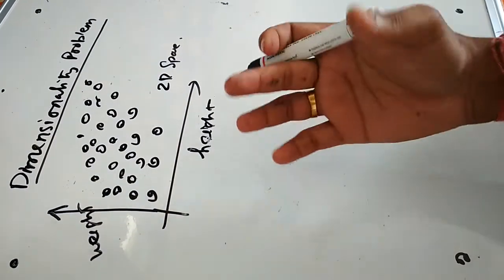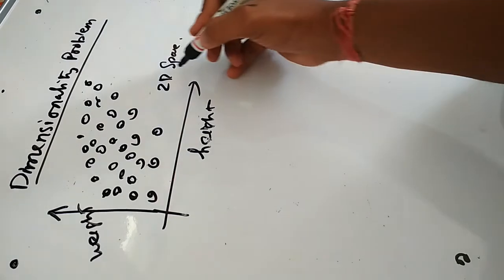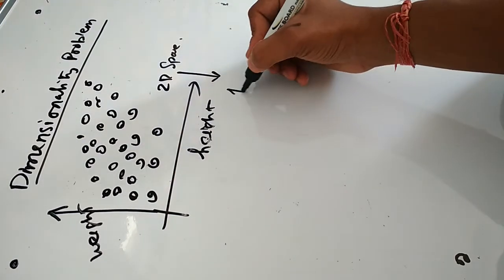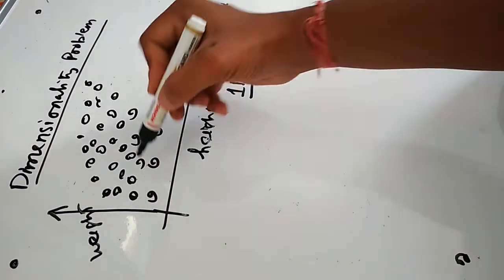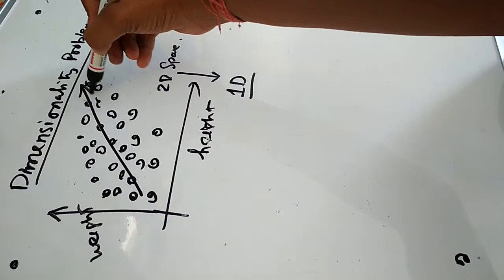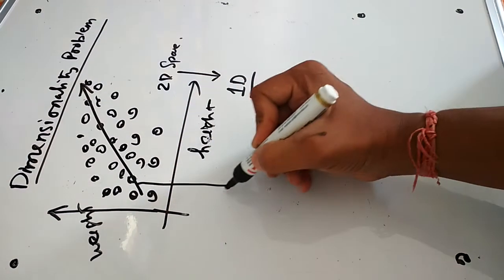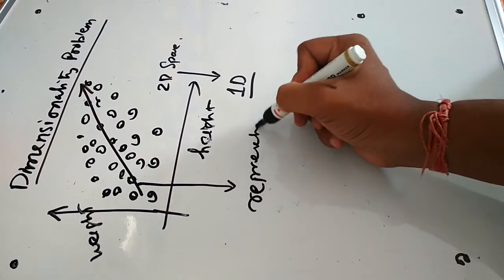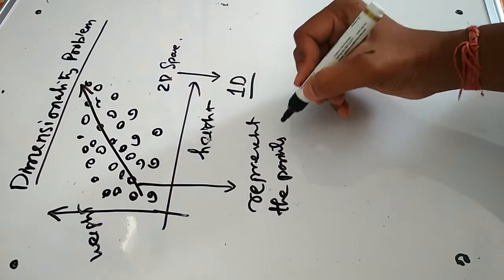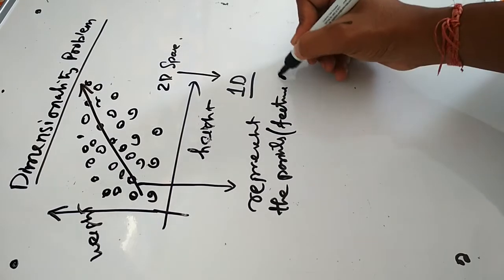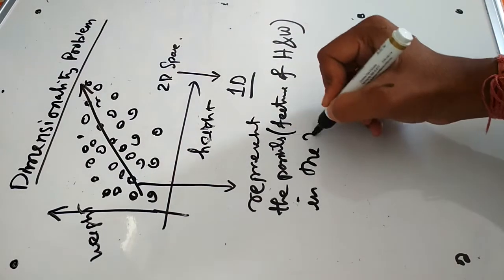So for that what to do? We have to convert these 2 dimensions to 1 dimension. For that we will draw a line here. Getting? So how to draw this line? This line will represent the points or the features of height and weight in the new axis.